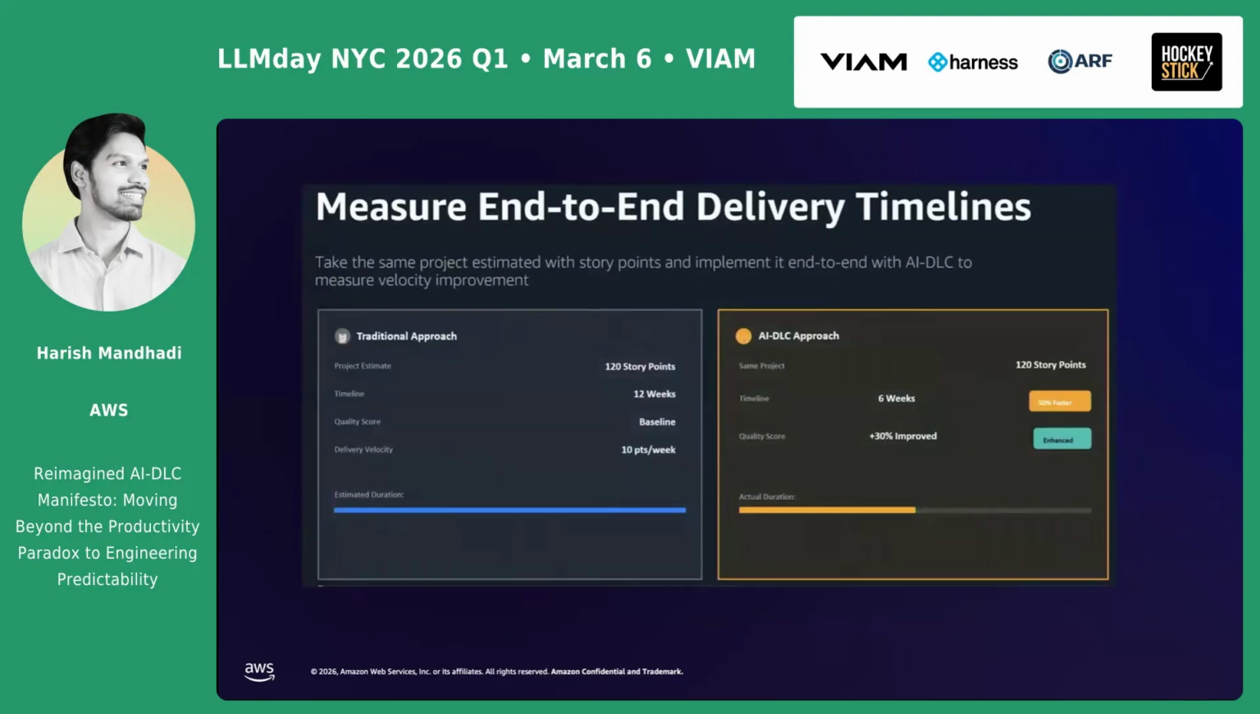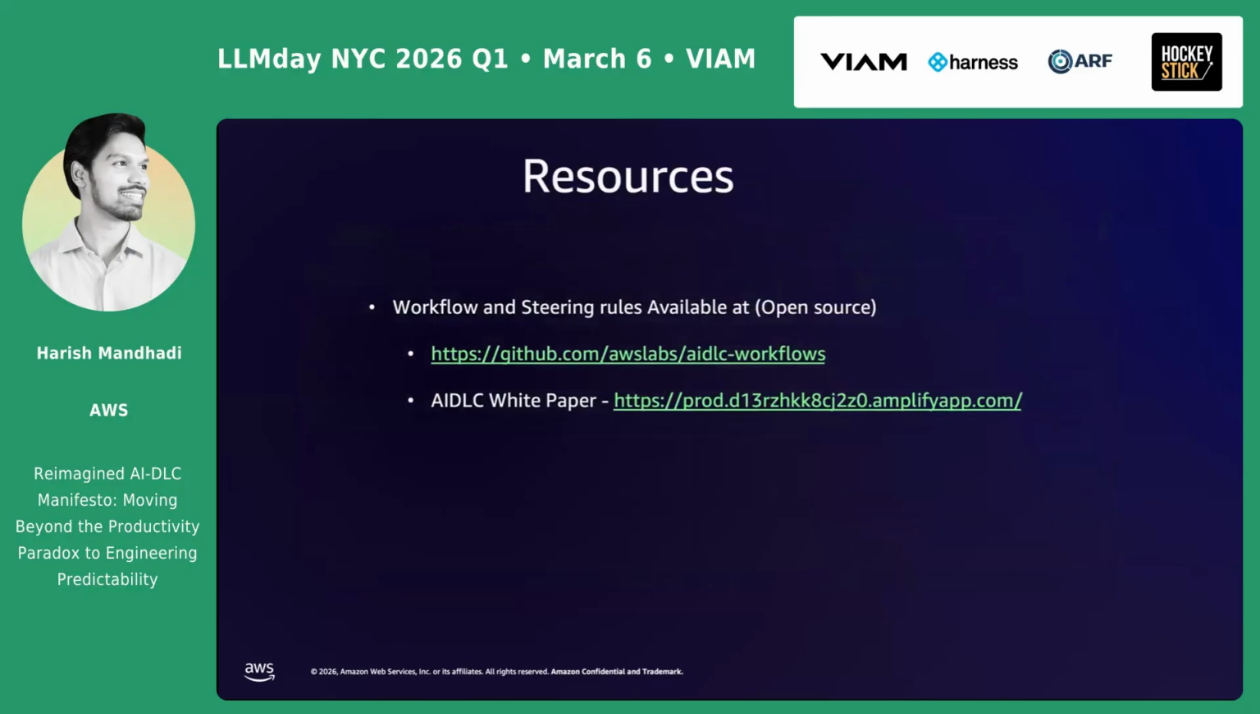So how do you measure end-to-end delivery timelines? Don't overthink how you want to measure. Take something which is already in the backlog that you might have. Try to use this methodology and see what kind of productivity gains you are getting, whether it's 2x, 4x, or 5x. You can do your own A/B comparison of what it is, and then come up with the persona, how your organizations are trying to embed it. So this is the resource.